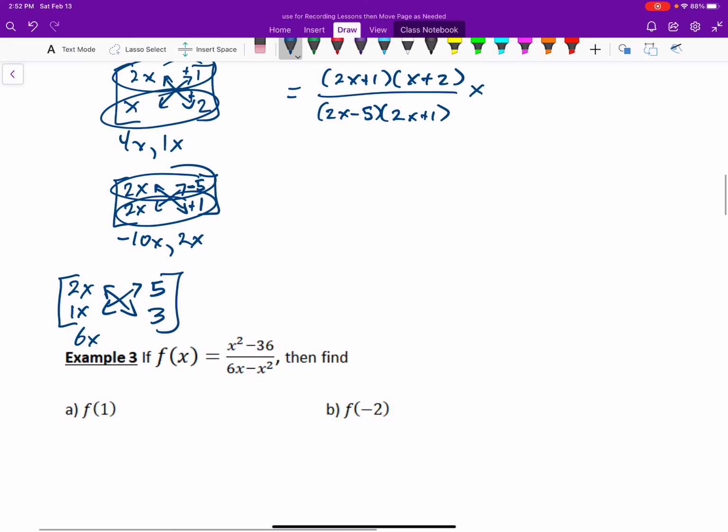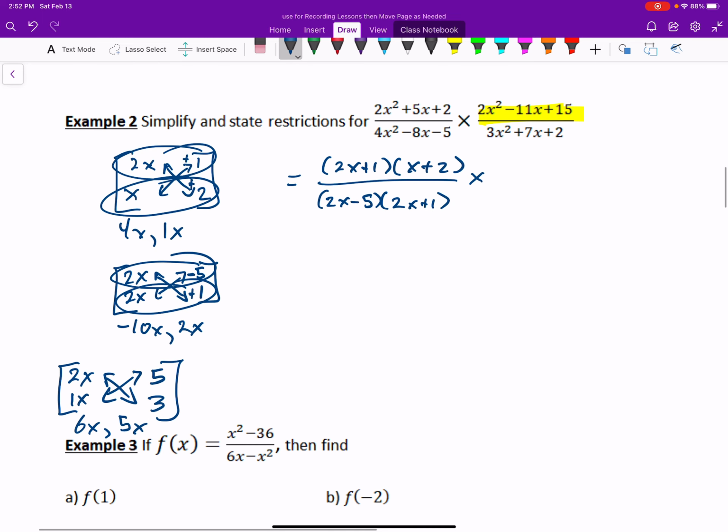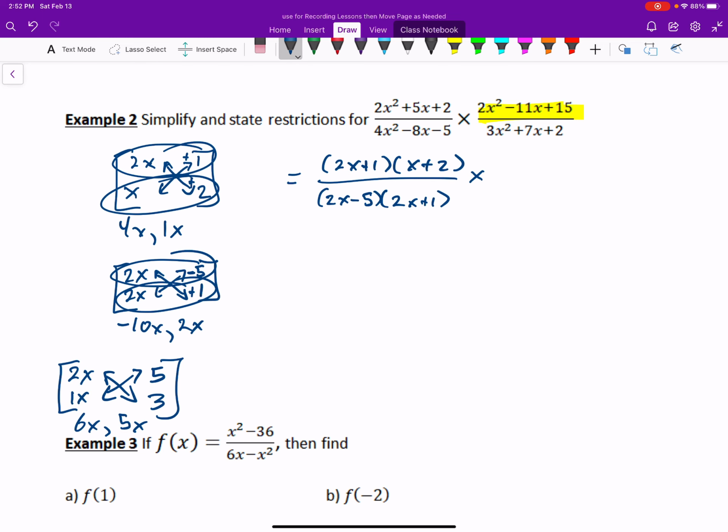2x times 3 gives me 6x. 5 times 1x gives me 5x. That would add together to give me 11, especially if both of these numbers were negative. So if I made this a negative 5 and a negative 3, when I multiply those together, I get the positive 15. So that looks good. I think we're on the right track. We'd have 2x minus 5 times x minus 3.